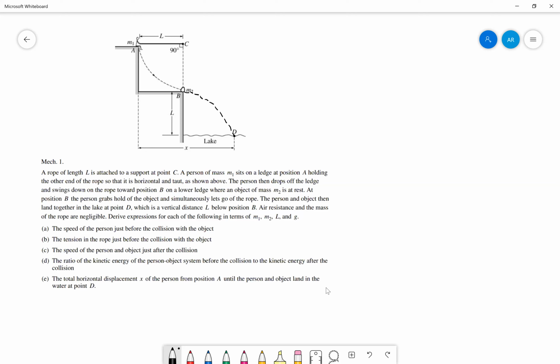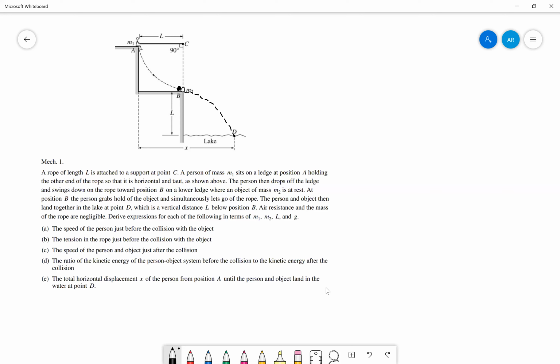They ask us to find the speed of the person just before the collision with the object. More specifically, they are asking us to find the speed right over here, right before you hit the object. So how do you approach this? One thing I would notice is, where is the person initially? Because when you are changing height, there is a change of potential energy.